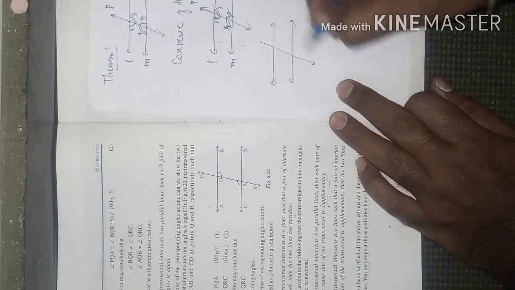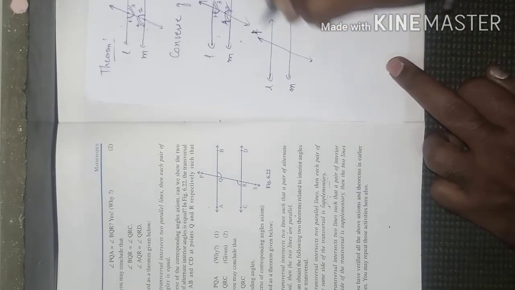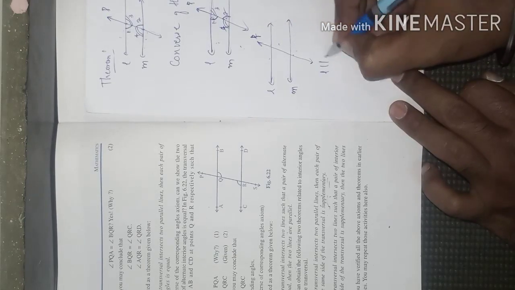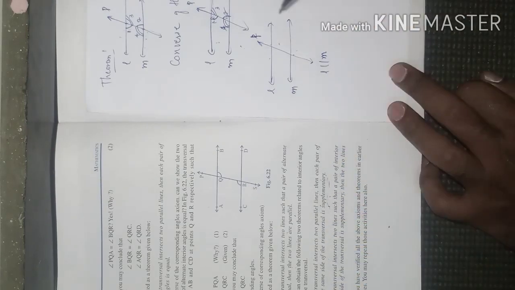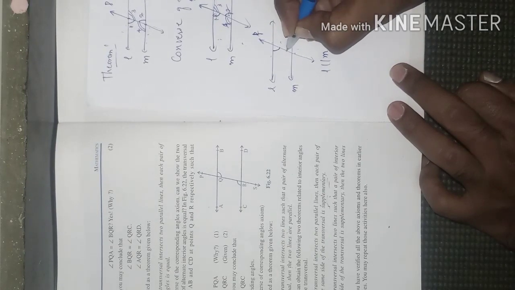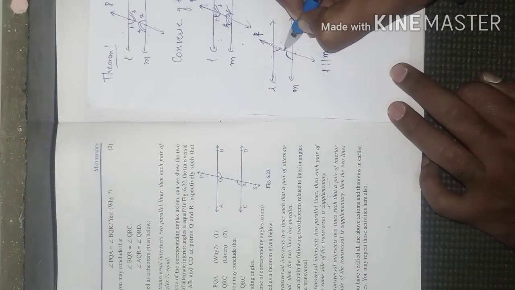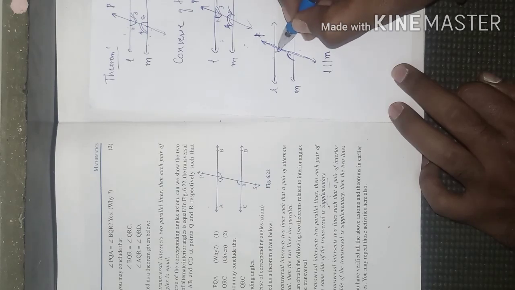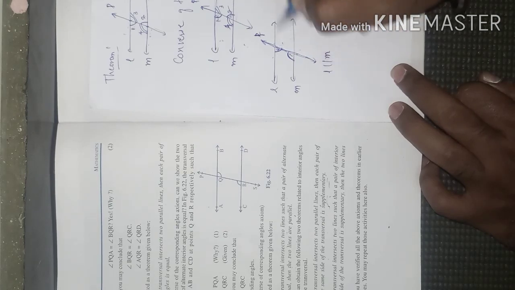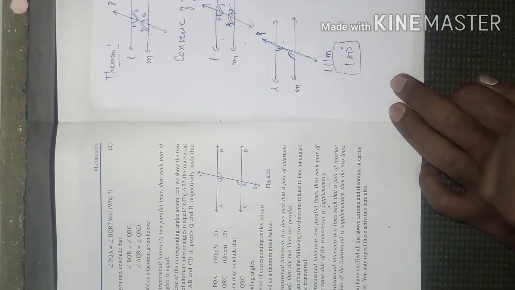See, this is a transversal line, I will name it P, and this is L, and this is M. If a transversal intersects two parallel lines, L parallel to M, then each pair of interior angles on the same side of the transversal, see, these two pairs of angles are on the same side of the transversal, so these two angles sum will be equal to 180 degrees, they are saying.